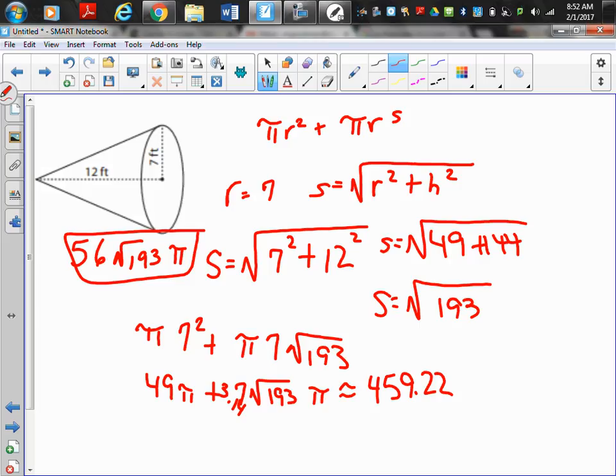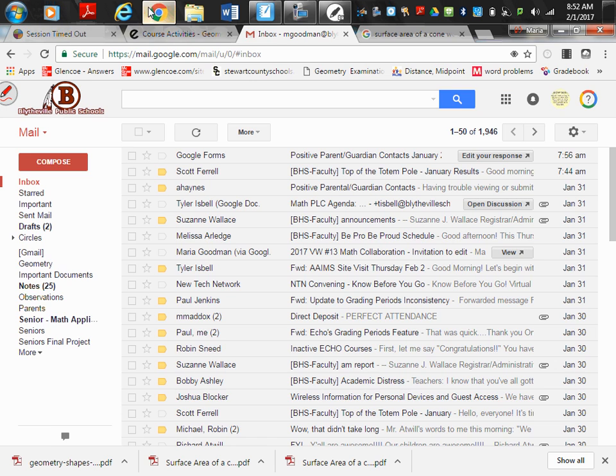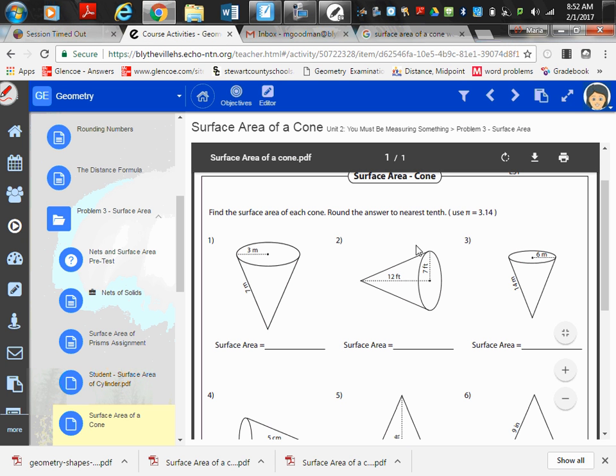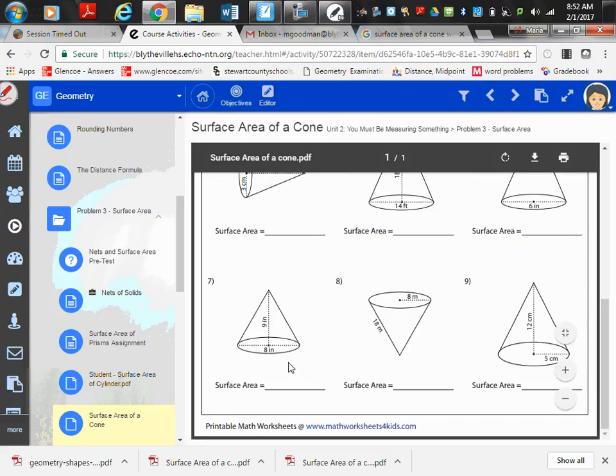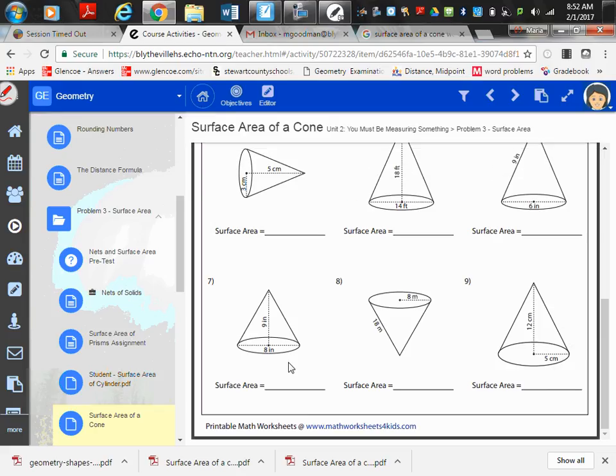All right. Your assignment. You always got an assignment. Math is one of those things you have to practice. All right. Surface area of a cone. There are 9 questions. I did one of them for you, which means you have 8 questions to do. I'm waiting. You must show your work on the paper. It's surface area of a cone.